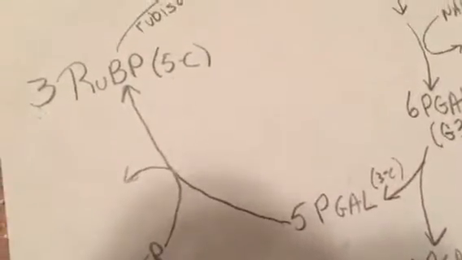So we have one PGAL, which is 3-carbon, and the whole point of the Calvin cycle is to make glucose. So if this whole thing is repeated twice, that's going to give us glucose. Yay! So there's our C6H12O6, which is, of course, a 6-carbon compound, which makes sense.